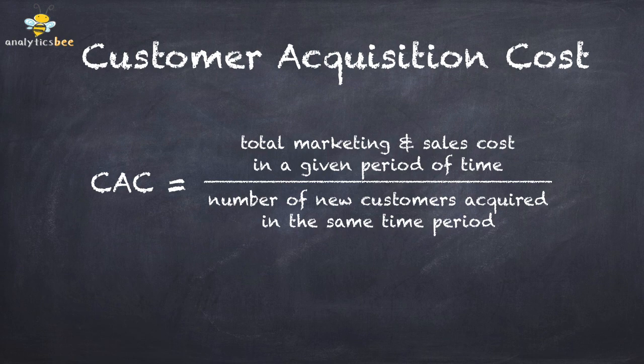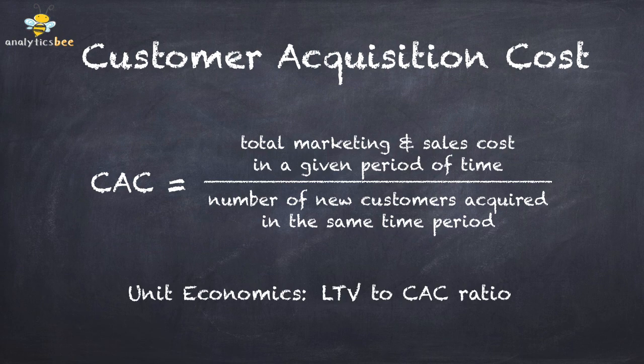CAC is related to an important business measure known as unit economics, which indicates profitability on a unit basis. A widely used approach for understanding unit economics is to look at the LTV to CAC ratio. Investors in early-stage startup companies often use this ratio to assess the viability of the business model. Achieving an LTV to CAC ratio of greater than 1 is often considered a major milestone.